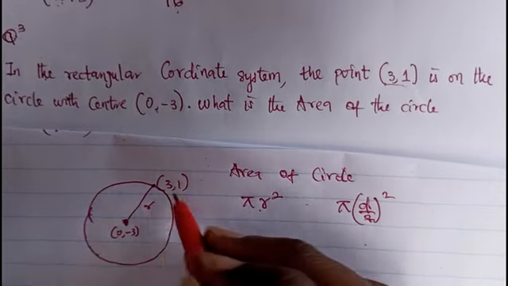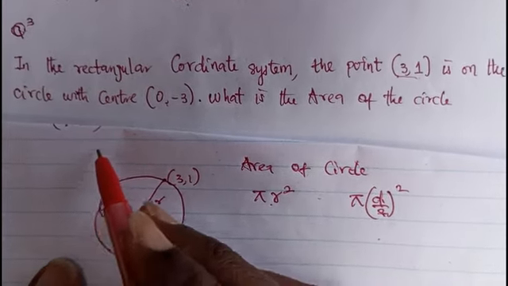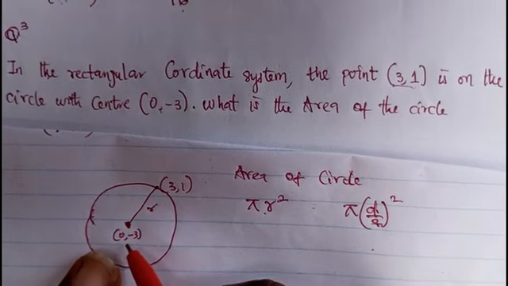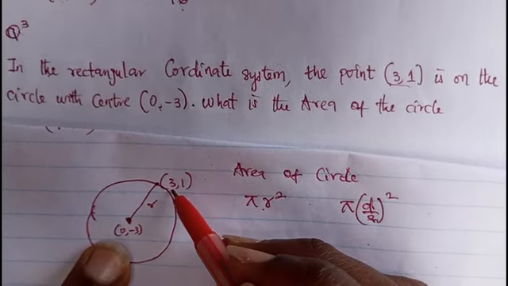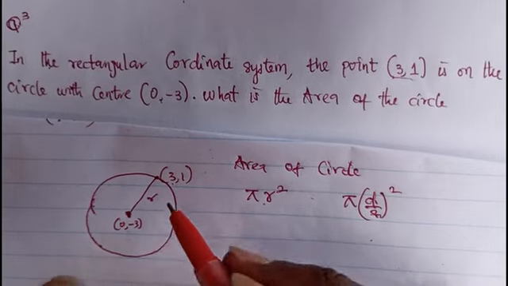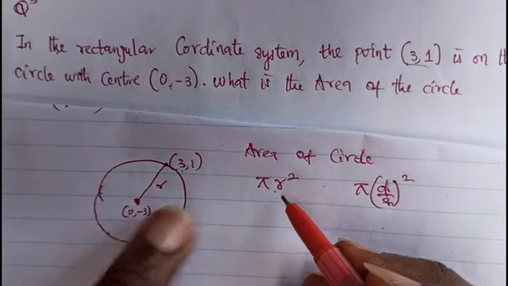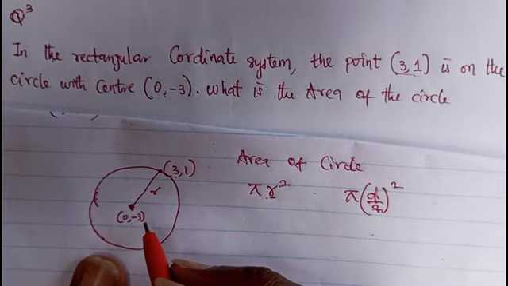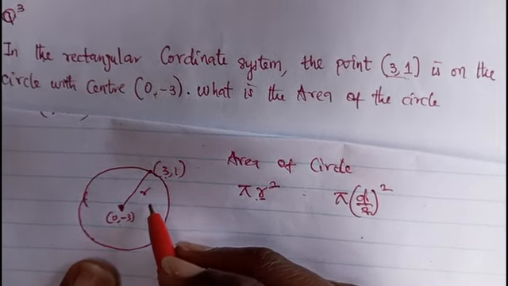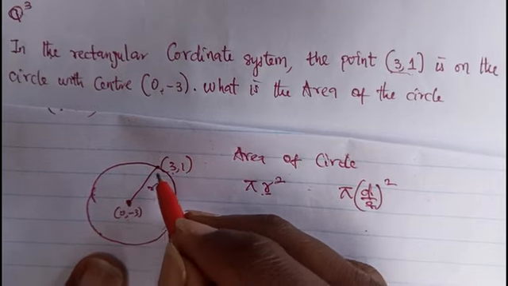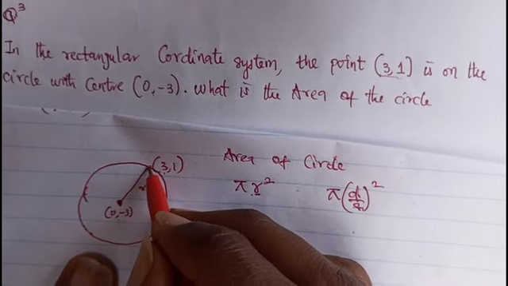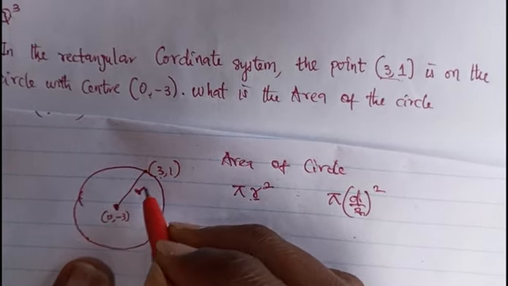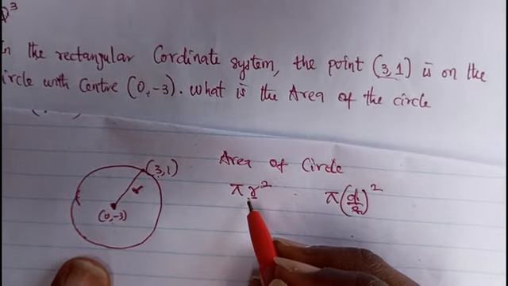There are many other ways you can solve this problem. You may want to draw the coordinate system, locate the center, and locate this point, draw a circle, then measure out the radius, plug in the radius here, and get the area of the circle. But the other way I want to use to solve this problem is finding the distance from the center to the circumference. If you understand the distance from the center to the circumference, you can also solve this problem.